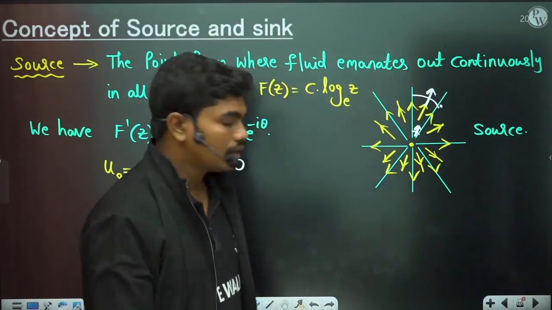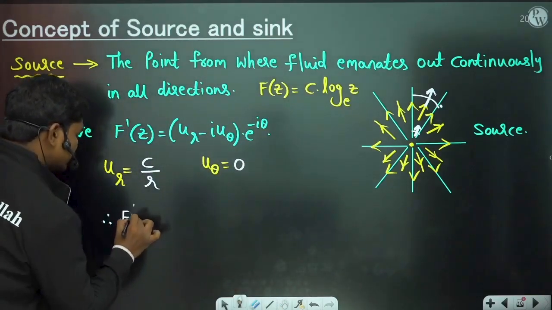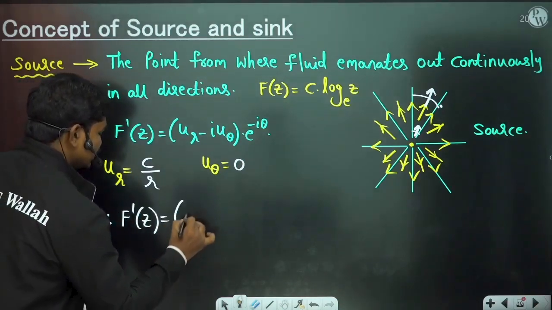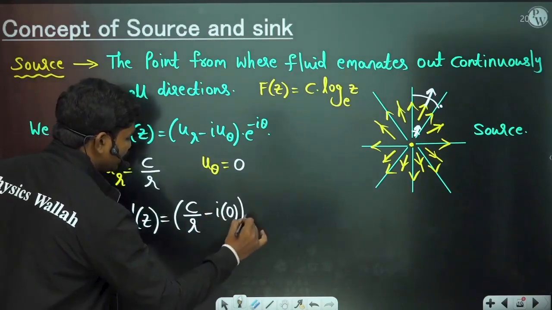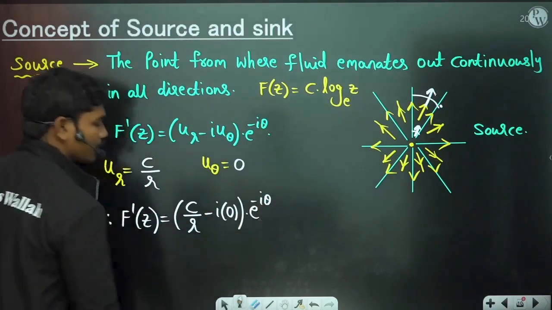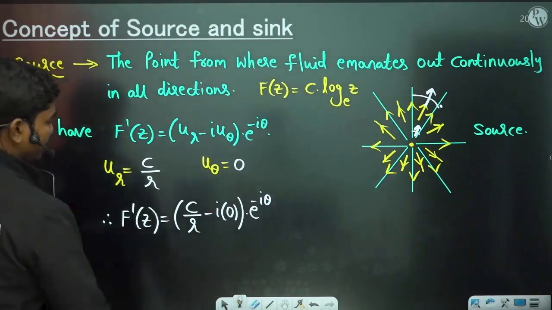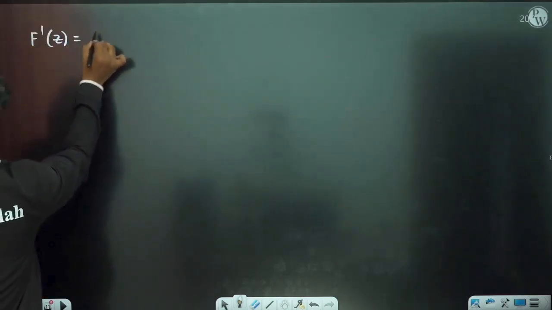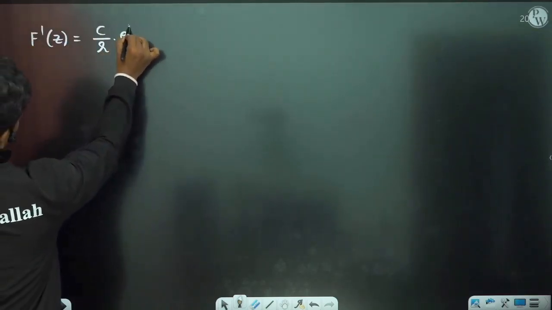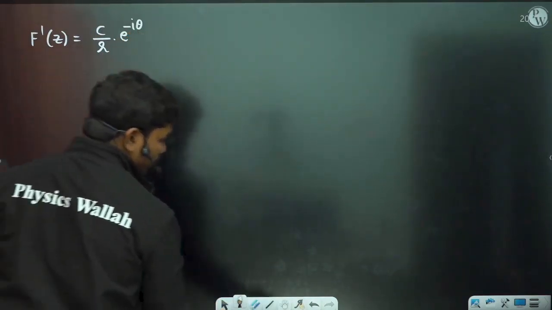Okay, now if you see, therefore f dash of z is equal to c by r minus i times 0 into e power minus i theta is what you have. So this is the function that's available with you. Now if you do the integration, f dash of z is equal to c by r times e power minus i theta. So now if you want integration, then apply the Milne-Thomson method.